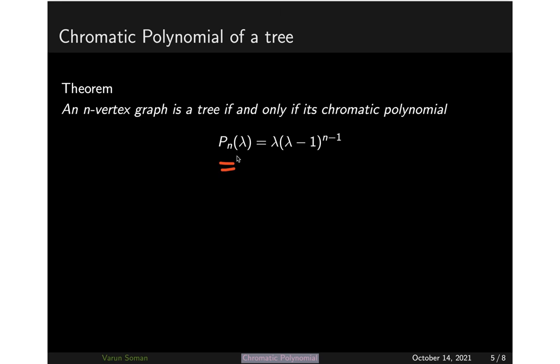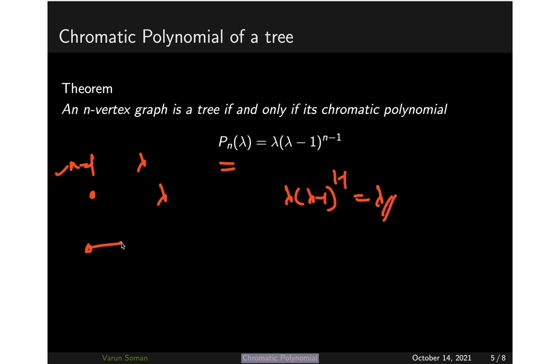Suppose your tree consists of just one vertex here. So what is the chromatic number? One vertex is there, where n is equal to 1. In that case, your chromatic number is 1. Suppose lambda colors are there, what will be the chromatic polynomial? It will simply be lambda. Now will that satisfy this? Yes, it is, because it is lambda into lambda minus 1 raised to 1 minus 1, which is again lambda. So for n equal to 1, this is true.